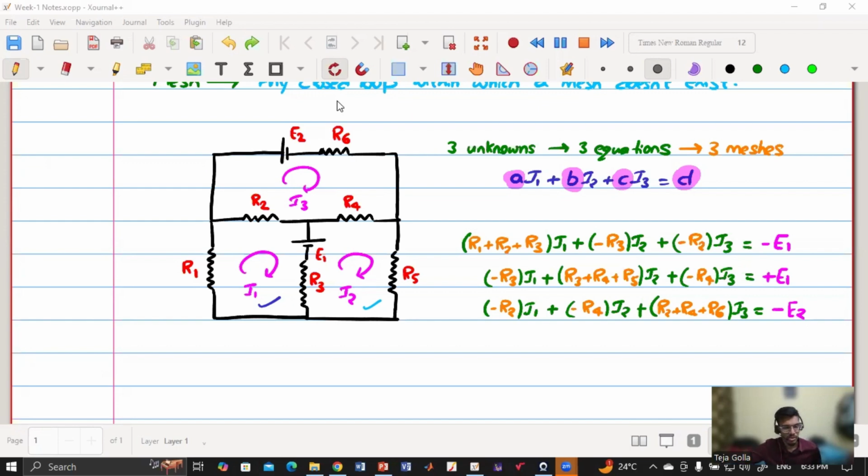Someone has asked a question. Let us come back, then I'll address your query. Ganesh, yeah, very good question: what if there is only a current source between mesh 1 and mesh 2? Yes, very good question.